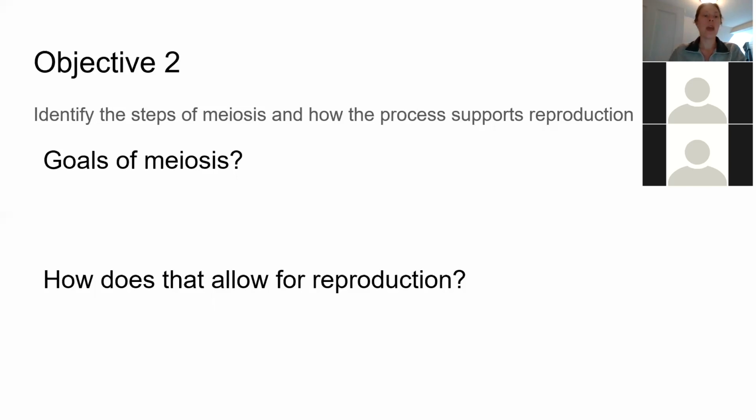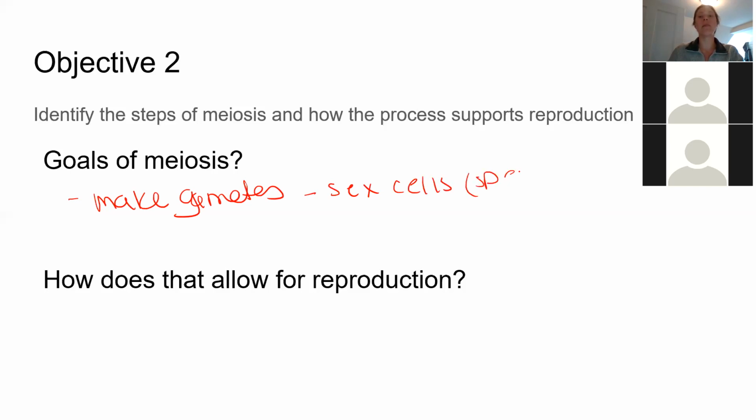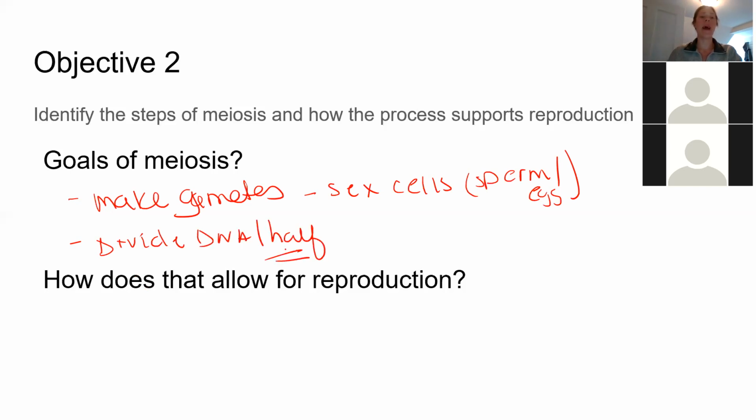All right. In terms of meiosis, because this is for sexual reproduction, the goal of meiosis is to make gametes. And gametes is just the fancy word for sex cells. So in humans and animals, that would be sperm and egg. One of the other goals of meiosis is, in order to make these gametes, it has to divide the DNA in half. You have to halve it.